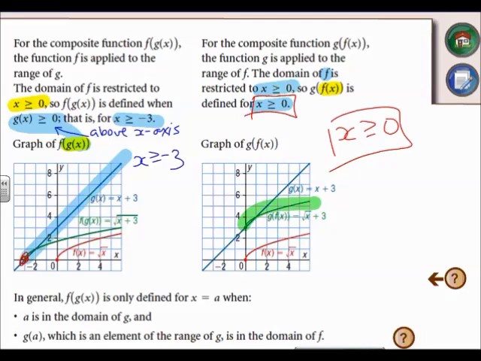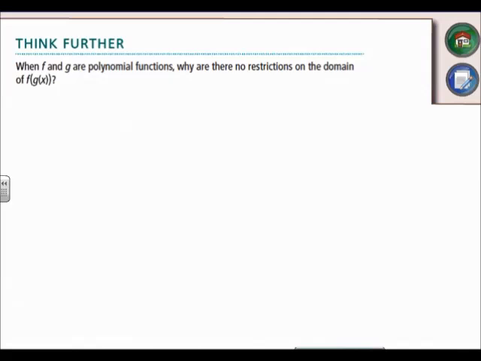And they've got that in general there. In general, that's only defined for x equals a if a is in the domain of the inside function, and g at a, which is an element of the range of g, is in the domain of f. Oh, what the heck does that mean? Well, let's work with it, and it makes a little more sense. As you can see in this next question, there have to be restrictions on the original f and g in order for there to be restrictions on the new f of g.